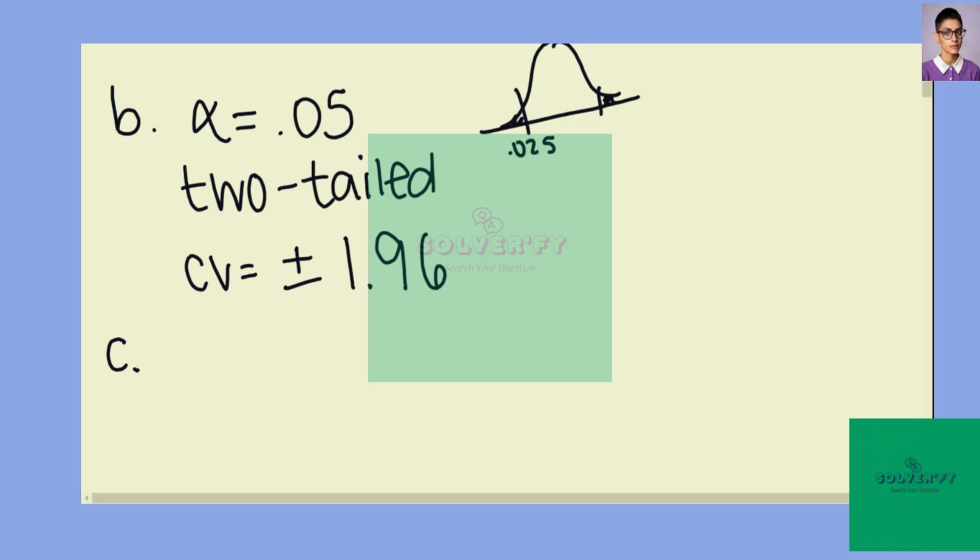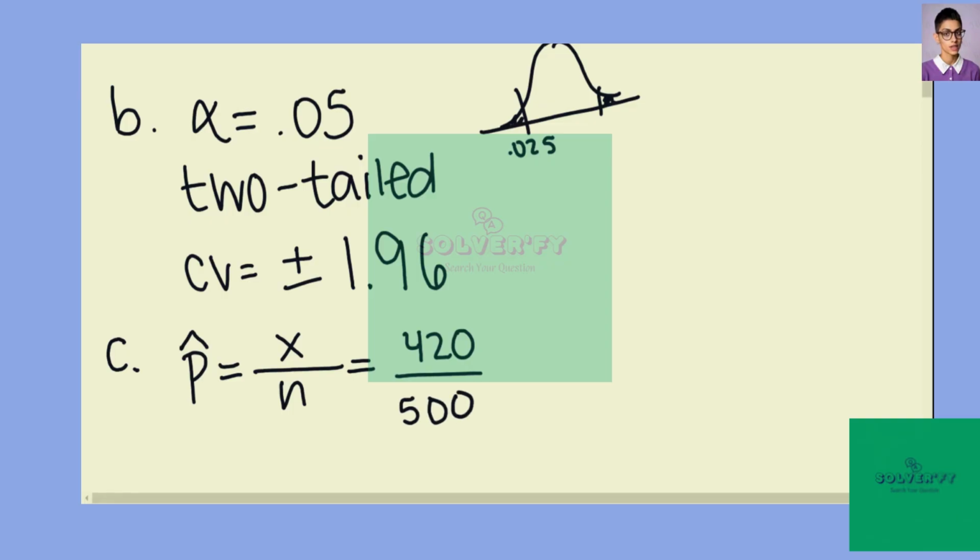Next, we need to find our test values. We'll start by finding our sample proportion, p hat, which is given as x over n, or our result over our sample size, and our result is 420 over 500. That is equal to a proportion of 0.84.